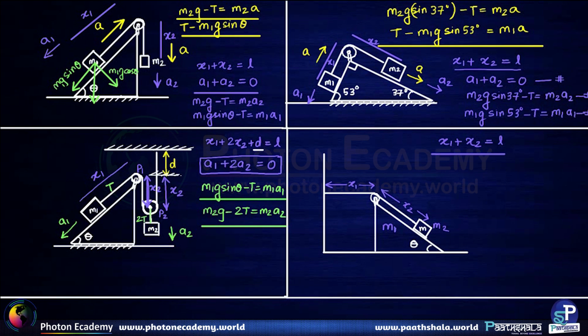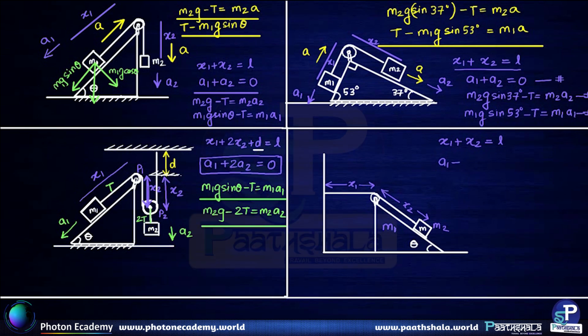So if we do differentiate this equation, double differentiating this equation, we get a1 plus a2 is equal to 0. Here we have got a movable wedge. So this wedge can move towards the right or the left. It is not a fixed wedge, unlike the other three cases shown. This is a movable wedge.